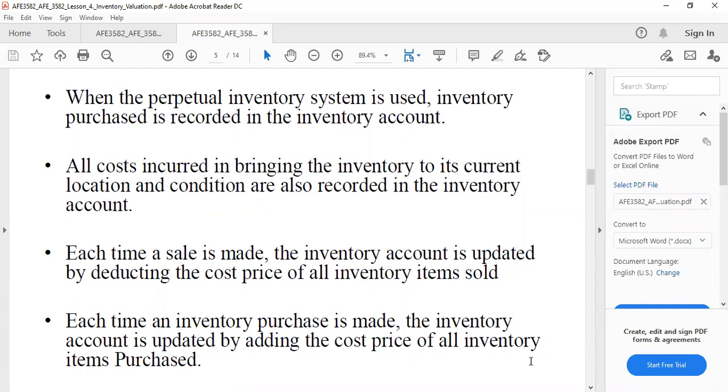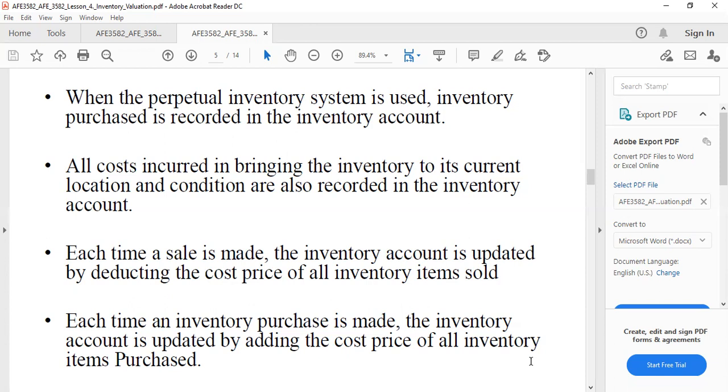Okay. And again, it says that each time a sale is made, the inventory account is updated by deducting the cost price of all inventory items sold. Now, what does this mean? It says that whenever you buy your inventory, you need to record it. You need to include it in your inventory account. Now, what happens when you sell those shoes? When you sell your inventory, you need to deduct the cost price of those items that you sold.